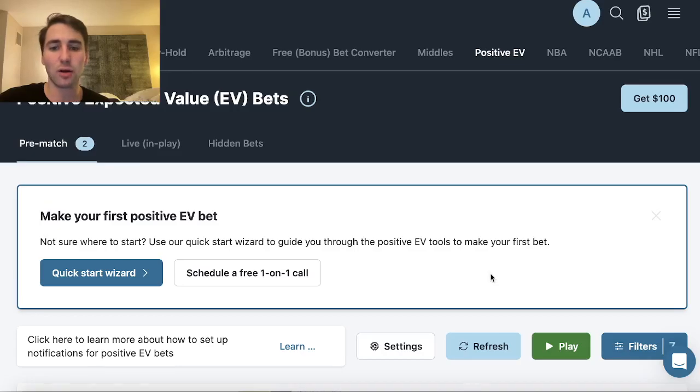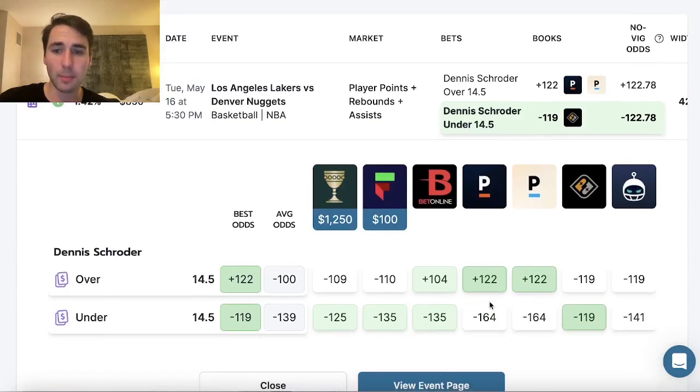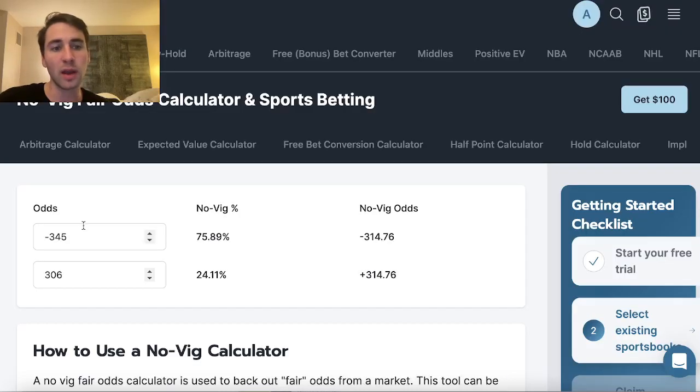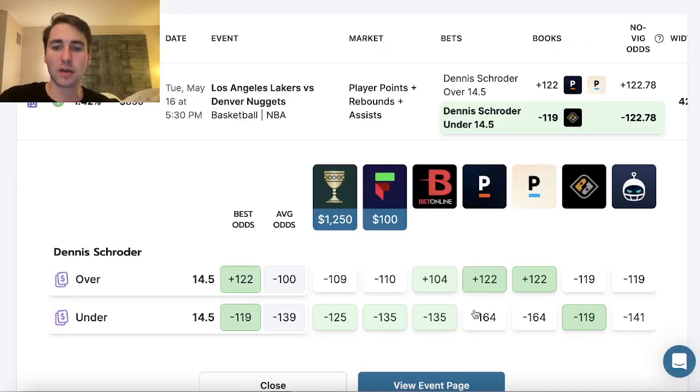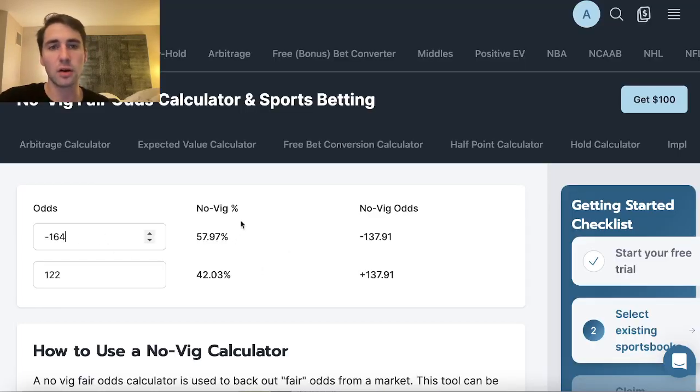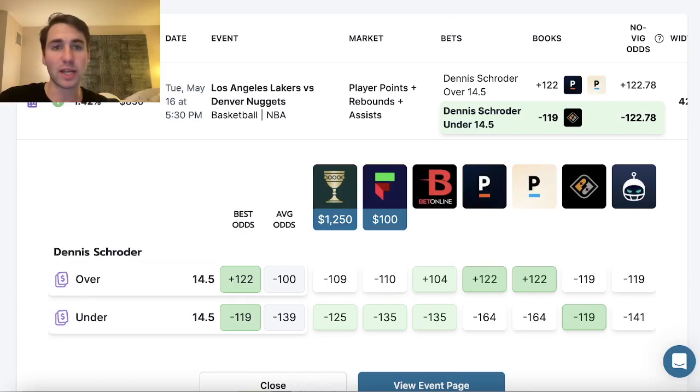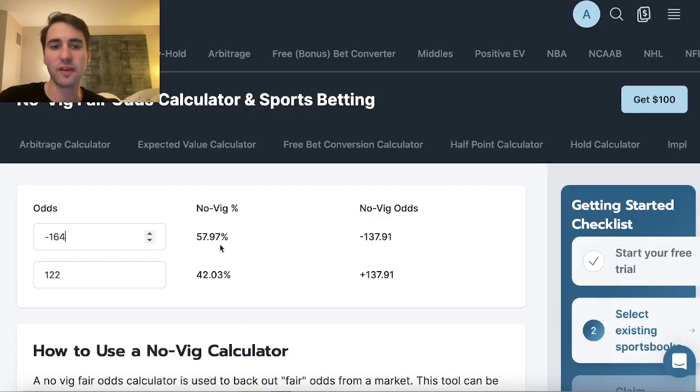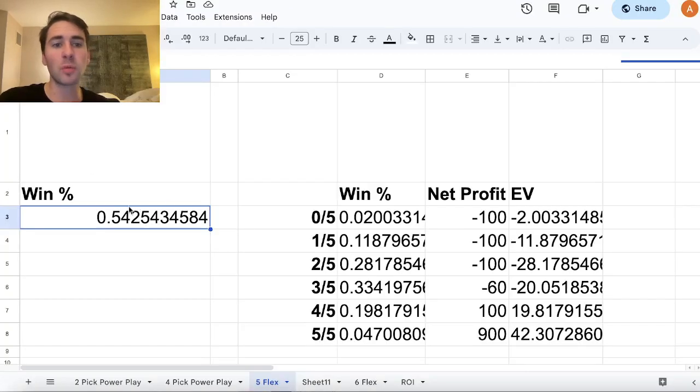So it's the same thing here, right? According to the betting market, according to Pinnacle Sportsbook, which is known to be the sharpest, the smartest sportsbook in the world, they have Schroeder's under at minus 164 and his over at plus 122. So the under, according to Pinnacle, the sharpest sportsbook in the world, is 57.97% to win. Right, so that's a profitable player prop on PrizePicks because it's winning above 54.25% of the time.